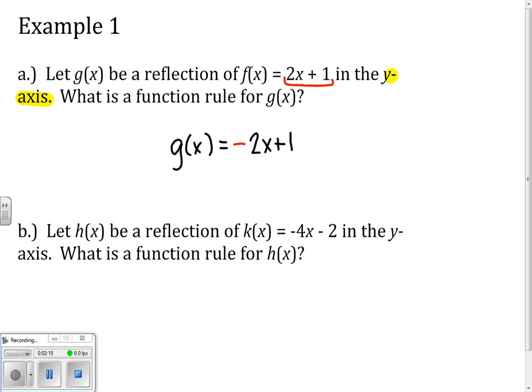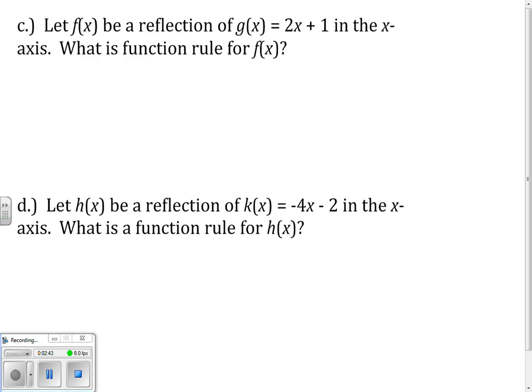Letter B, let h of x be a reflection of k of x equals negative 4x minus 2, again, in the y-axis. That means all I'm doing is changing the sign on x. So the new function is supposed to be h of x. I'm only going to change the sign on the x term. It was negative, so it's now going to be positive. The 2 that was minus is still minus.